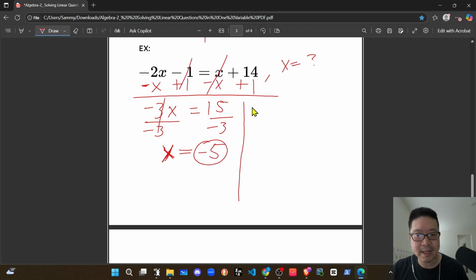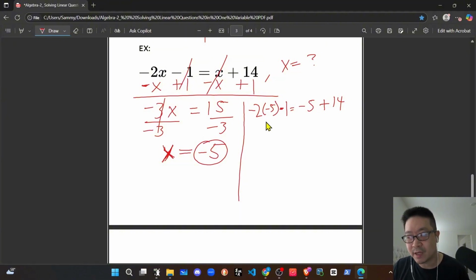Again, you want to get in the habit of checking your answers. So we're going to plug in -5 into our original equation to see if we did this correctly. So here's the left side. We have -2 times -5 minus 1. And on the right side, we have -5 plus 14. All we're doing is plugging in -5 into our original equation to see if we did it correctly.